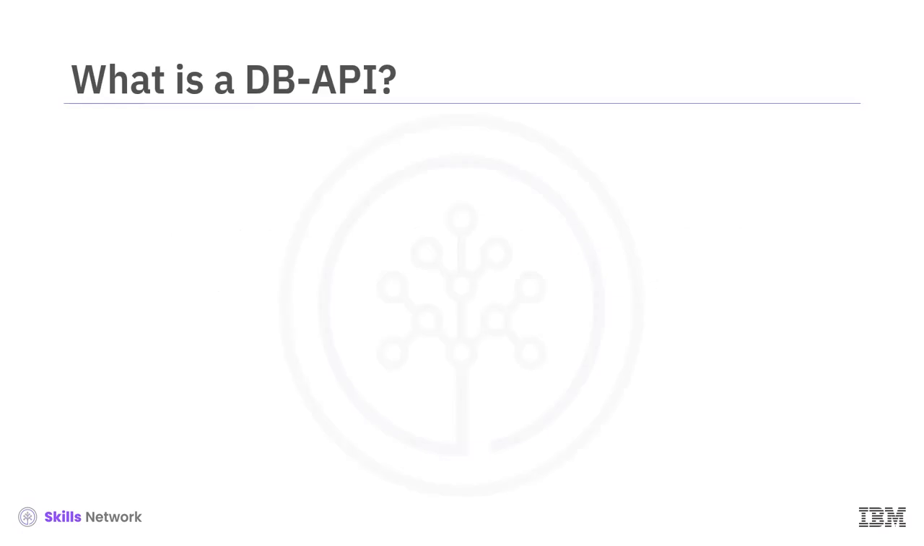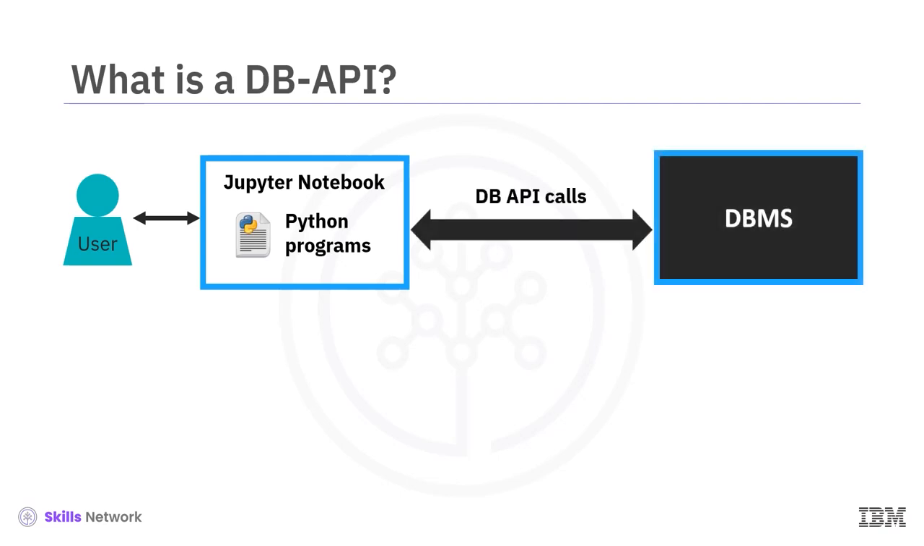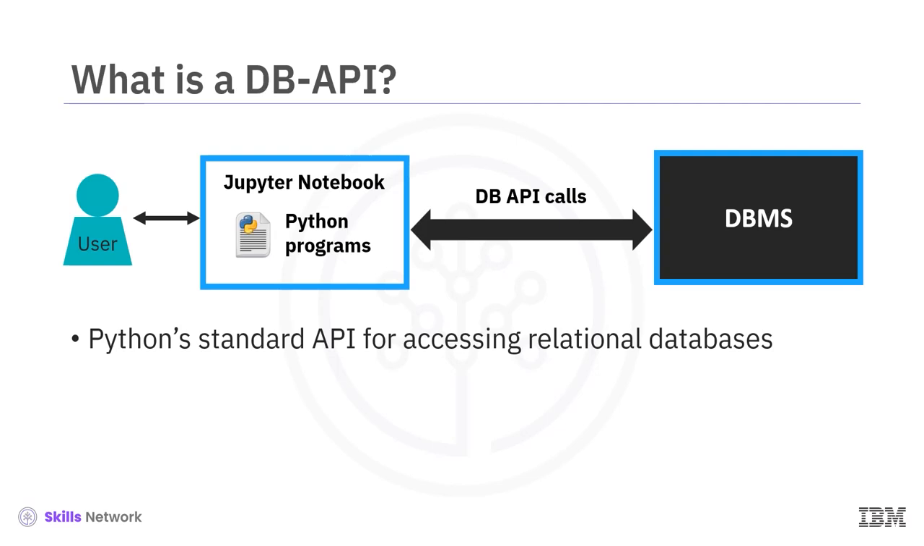As we saw in the beginning of this module, the user writes Python programs using a Jupyter notebook. There is a mechanism by which the Python code communicates with the DBMS. The Python code connects to the database using DB API calls. DB API is Python's standard API for accessing relational databases.